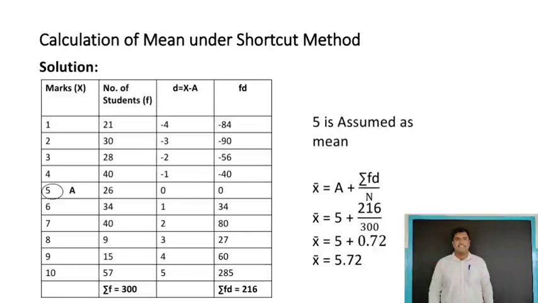Coming under shortcut method, out of x we assume any one value as assumed mean. Likewise in this problem we have assumed 5 as assumed mean.